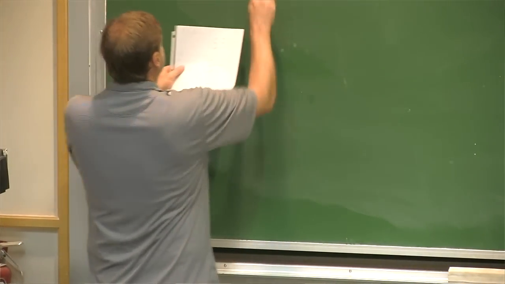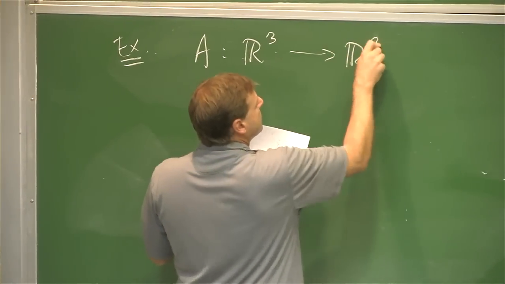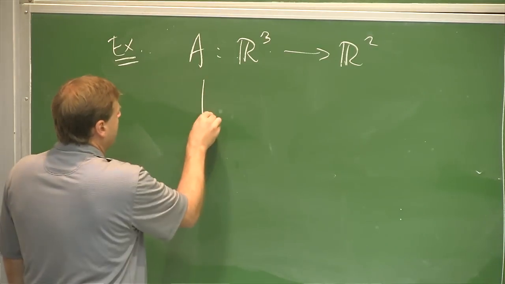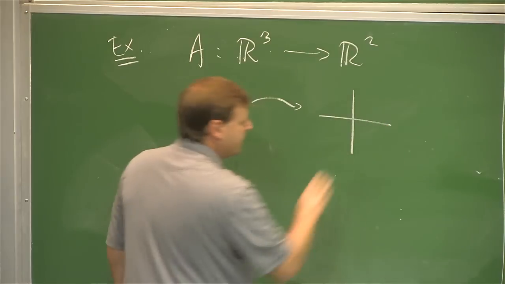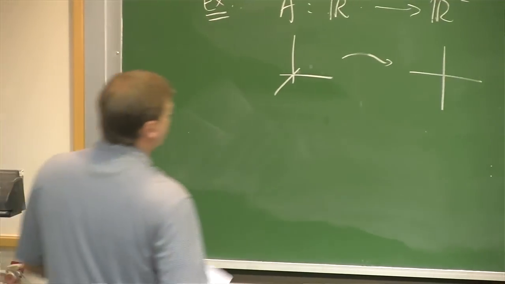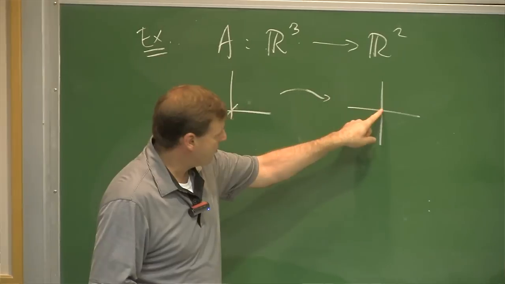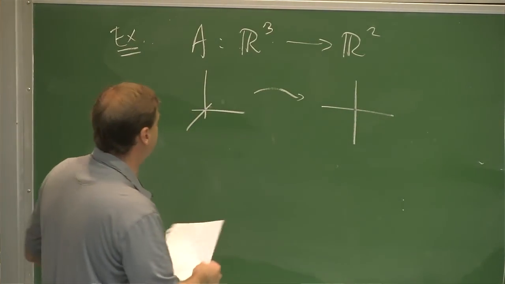Let's go backwards. Let's do A is now going from 3 space into 2 space. What are the possibilities here? Well, here I'm starting off in 3 space and I'm landing in 2. This is like the original example I gave you. Well, what are the possibilities? I can only have 2 dimensions over here. So I could have the point, I could have the line, or I could have the whole space. So it's again those 3 possibilities.